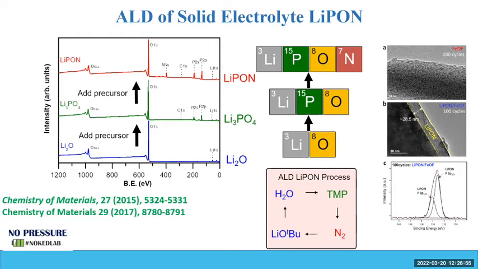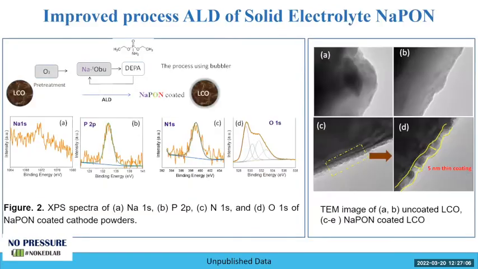And one of the goals we put in my lab is we keep the fundamentals of the chemistry, but we are trying to make this process more scalable. So this is an example of how we took it a step further. This is an atomic layer deposition of the sister system of LiPON, NaPON. We are doing the same also with LiPON.